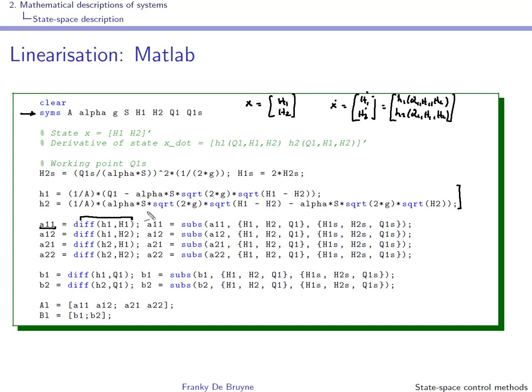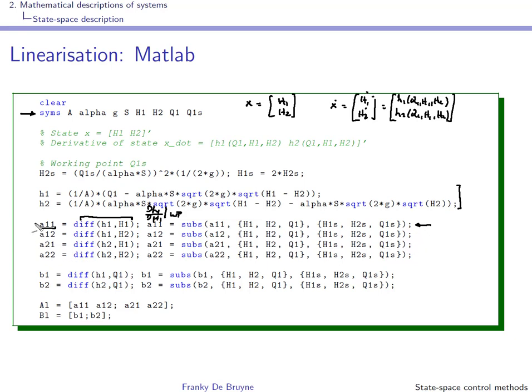What is computed over here is the partial derivative of H1 with respect to the parameter H1, and then you have to evaluate it at the working point, right? So you have to replace H1, H2 and Q1 by their respective values at the working point. This can easily be done in MATLAB using the symbolic toolbox.